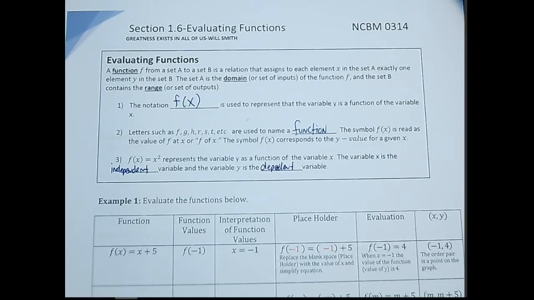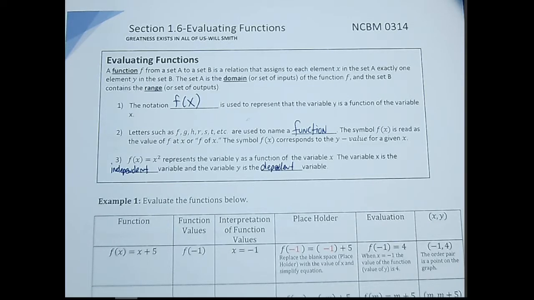So a function from set A to set B is a relation that assigns to each element x in the set A exactly one element y in the set B. The set A is the domain, or the set of inputs, of the function, and the set B contains the range, or the set of outputs.